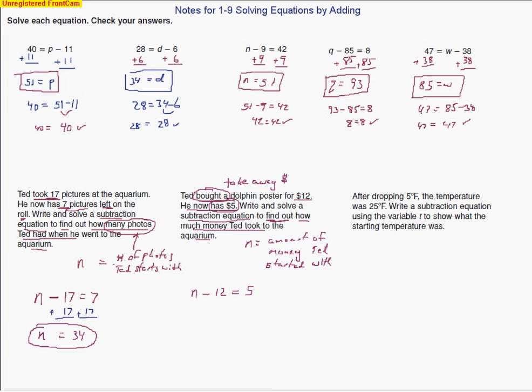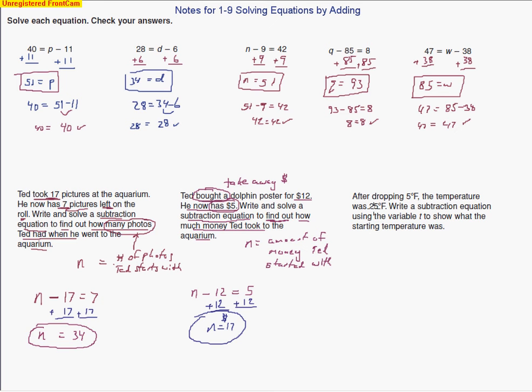Now we're going to solve by doing an opposite operation. This is a minus 12, so we're just going to add 12 to both sides. Now we have n equals 17. So $17 was the amount that Ted started with, that he took to the aquarium.